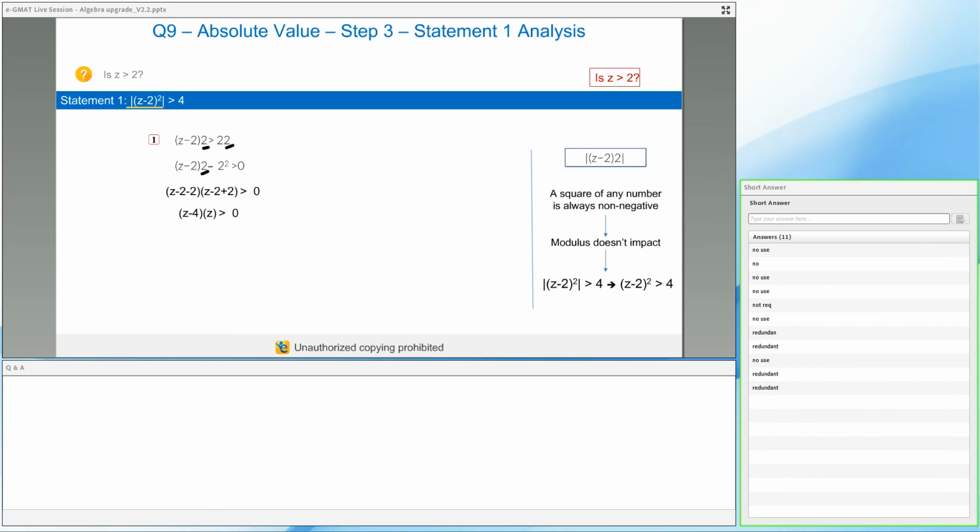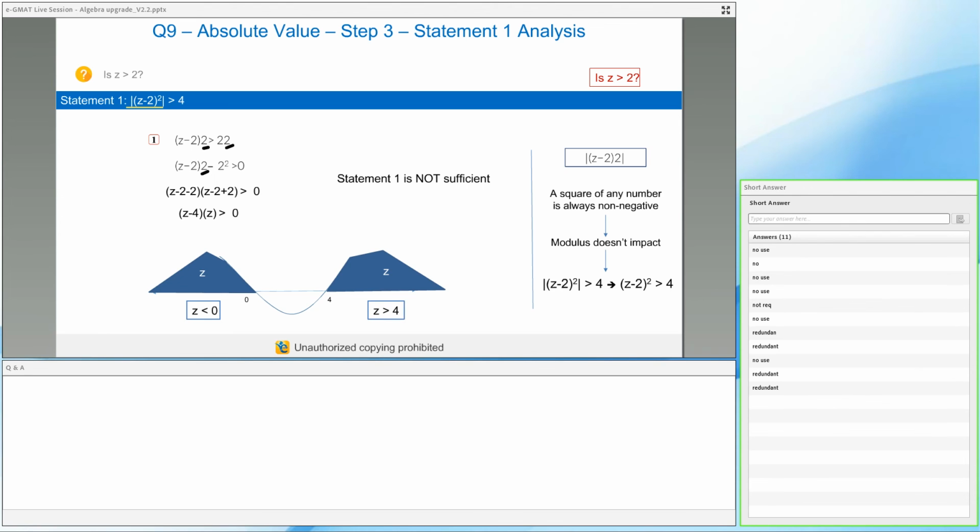So once I use A square minus B square, I'll get Z minus 4 into Z is greater than 0, which gives me either Z is less than 0 or Z is greater than 4. So there's a possibility that Z could be greater than 2, but there's also a possibility that Z is negative.